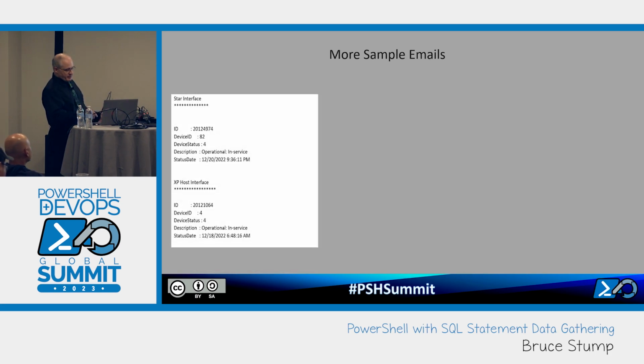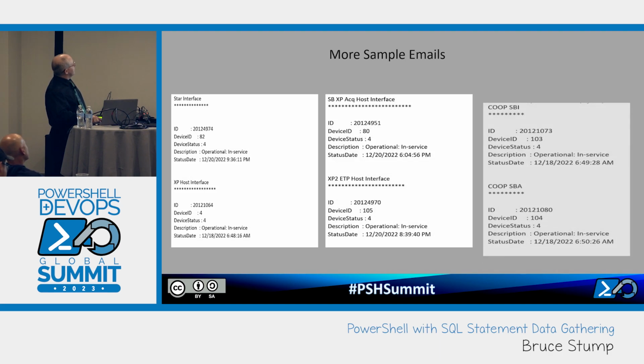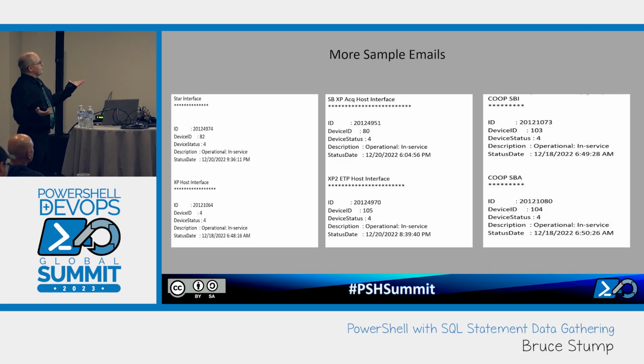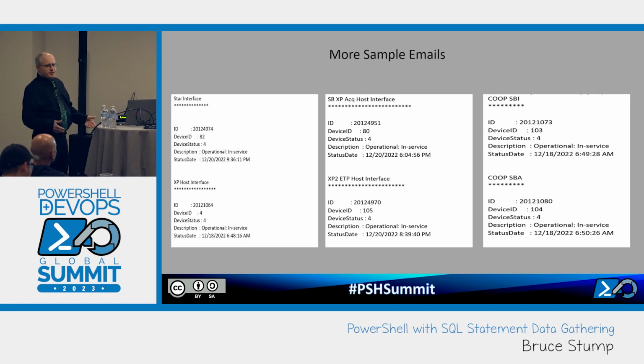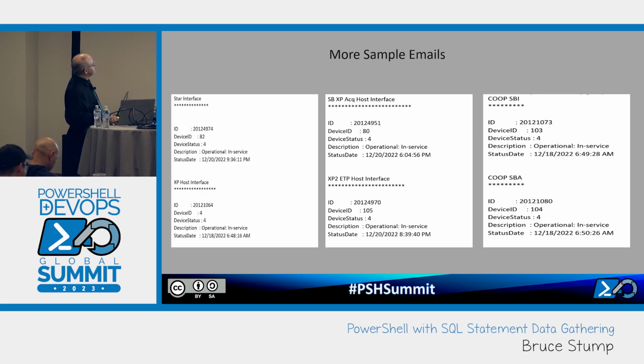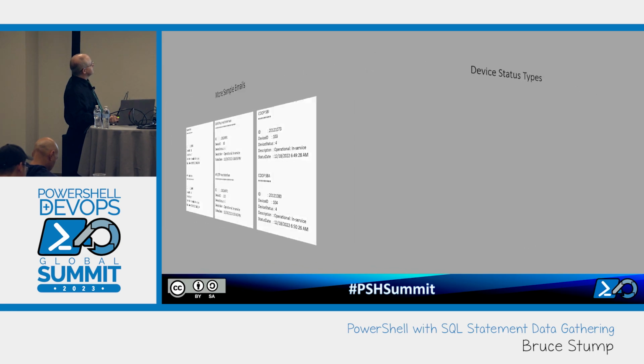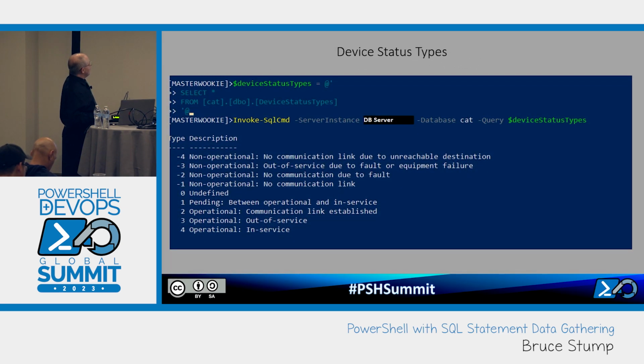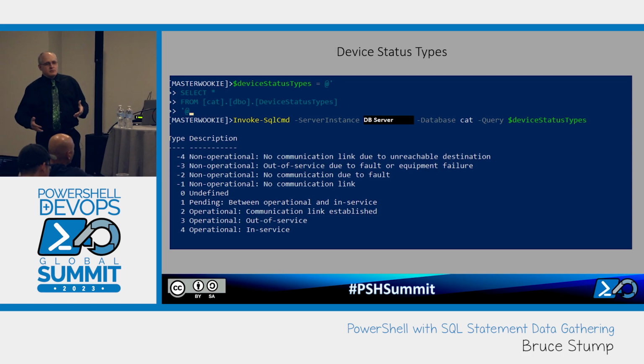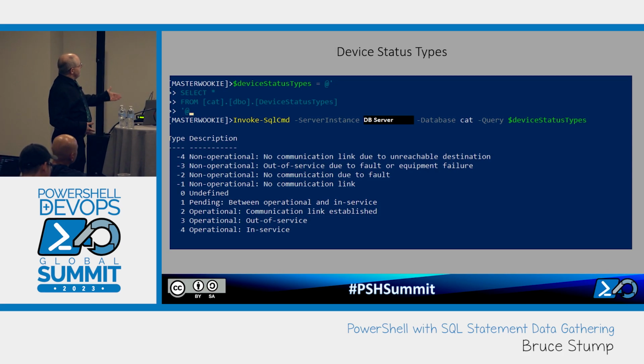And here are the sample emails that we're outputting. Of course, these are all 4s, but it could be a communication error. There's a lot of different errors, and we'll look at those from the database table. This is a table where you get the description of whether it's successful or not. And of course, 0 is undefined. But here I'm just using invoke SQL command to look at the device type in the database table.